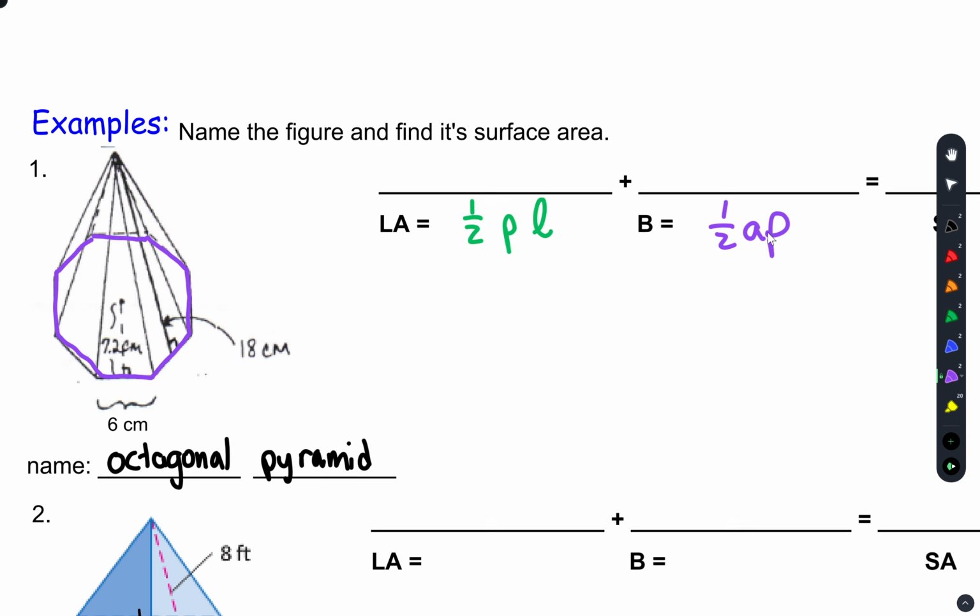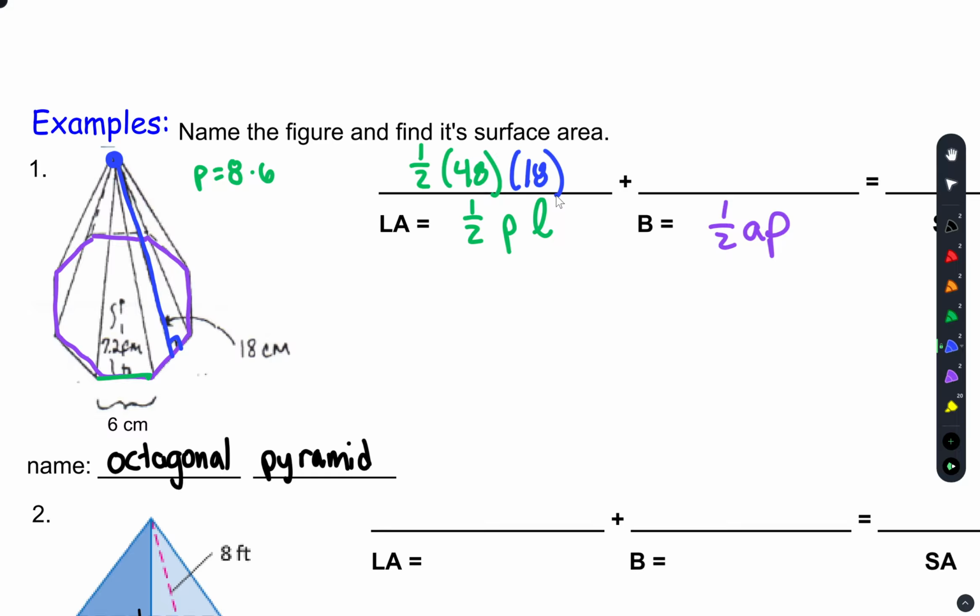The lateral area is 1/2 perimeter times slant height. The area of the base, we're going to use the regular polygon formula, 1/2 apothem times perimeter. So let's start plugging some stuff in. 1/2, the perimeter of this base. There are 8 sides, and each of them is 6 centimeters long. So 8 times 6 is 48 for that perimeter. And then slant height. This is our new vocab word. I got to find the piece that goes from the very top down the side to the middle of one of those bases. So that's that blue line I just drew. It's 18 centimeters because that's what it's telling me it is.